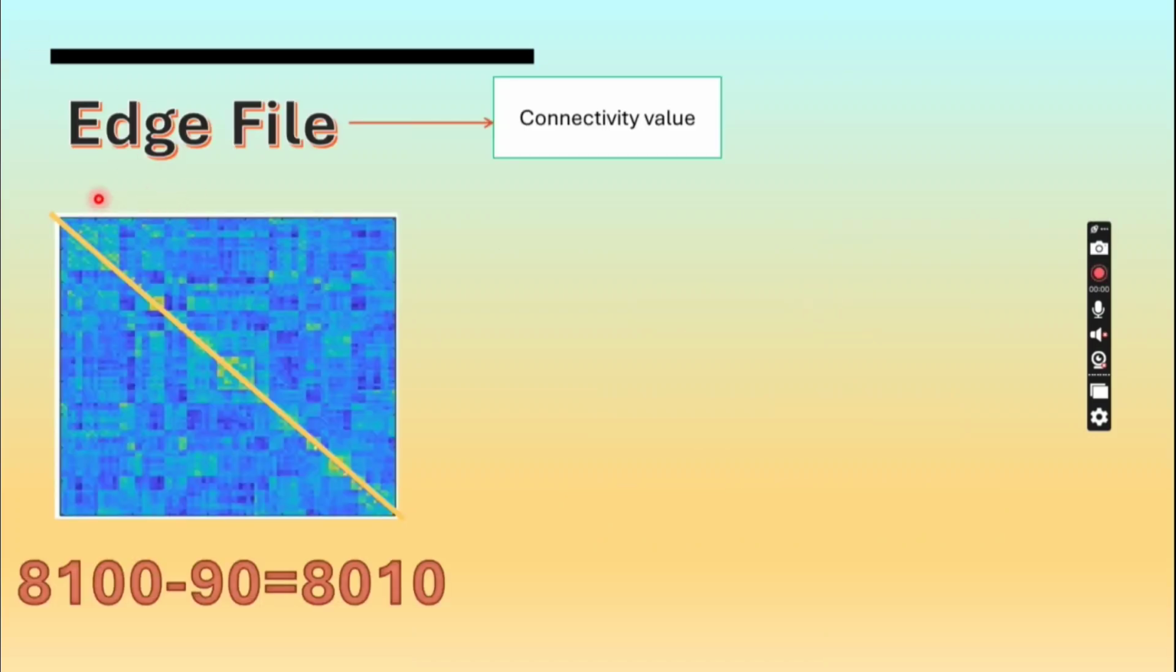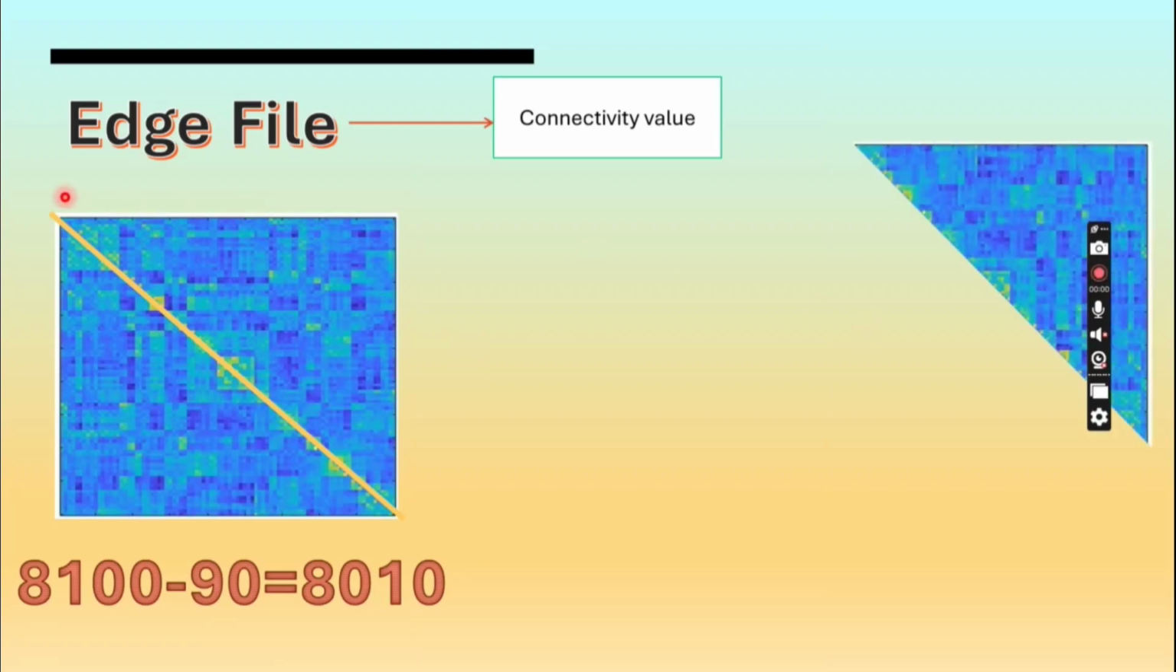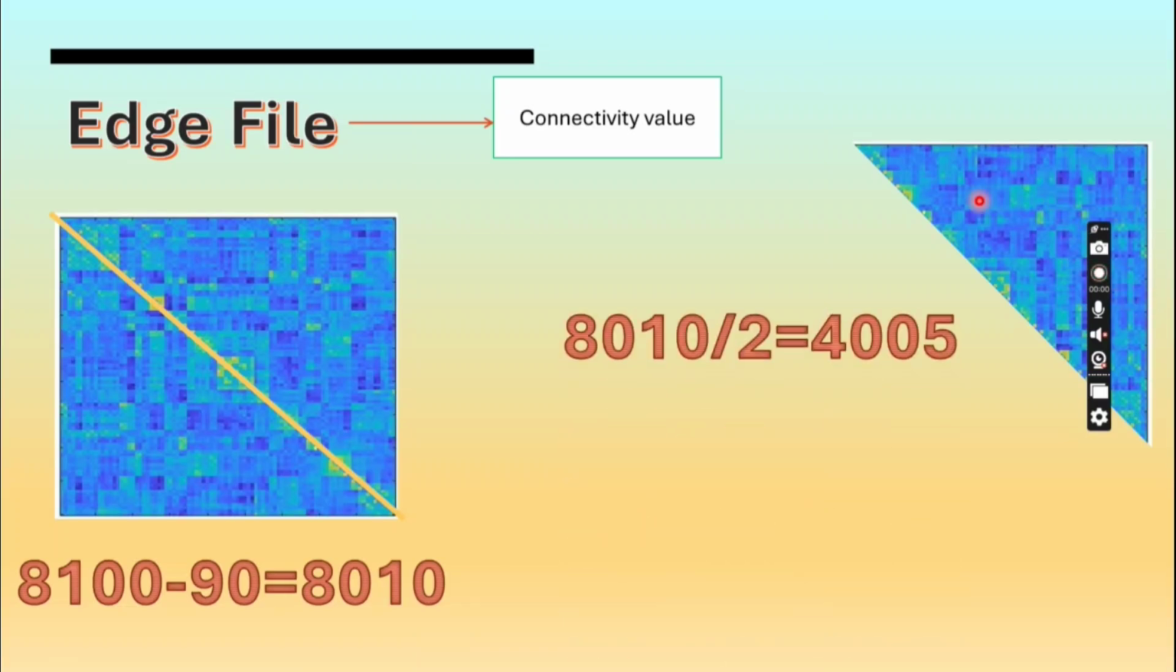Because 90 is the number of nodes, and the diagonal has the highest connectivity, as the diagonal represents connectivity of the same node with itself. So we don't need this. This is not useful information, so we subtract it. Then, as connectivity is a symmetrical matrix, which means the upper triangle values and the lower triangle values are the same, taking only one triangle gives your edges. So you divide your result by 2, and the answer will be your final number of edges.